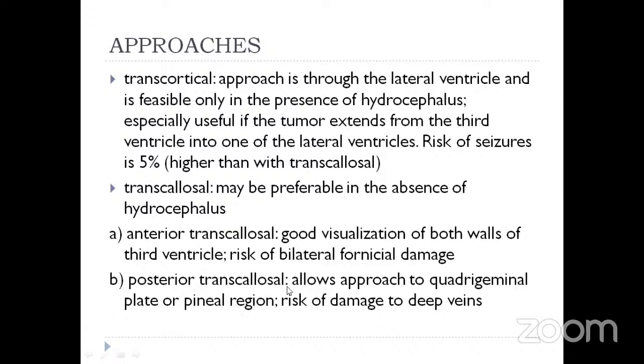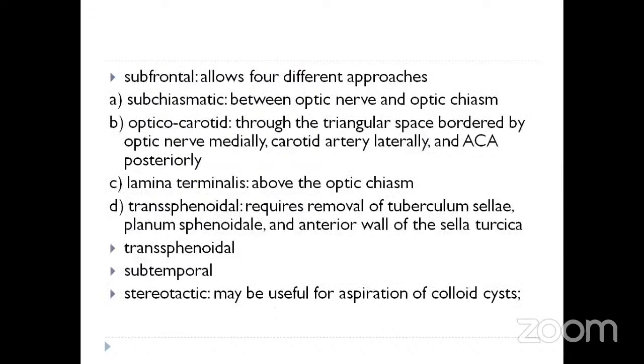When we go posterior transcallosal, it allows approach to the quadrigeminal plate or the pineal region, just like Amna described, since these structures are present in the inferior wall and the posterior wall of the third ventricle. But there's a risk of damage to deep veins because, just as we saw, there are many main cerebral veins, internal cerebral veins, and thalamostriate veins, important structures present posteriorly.